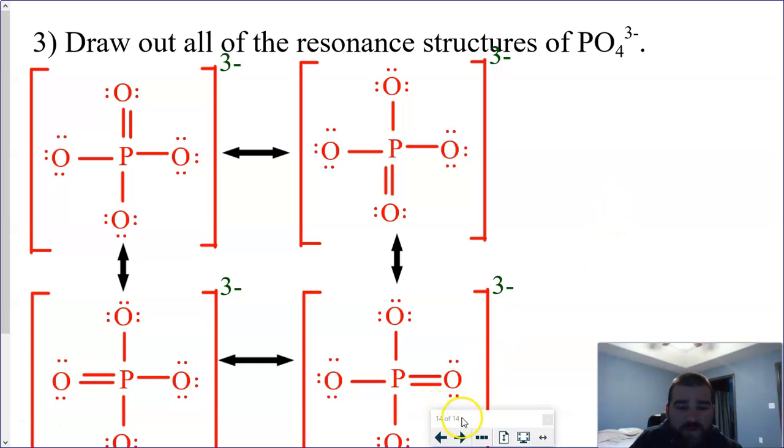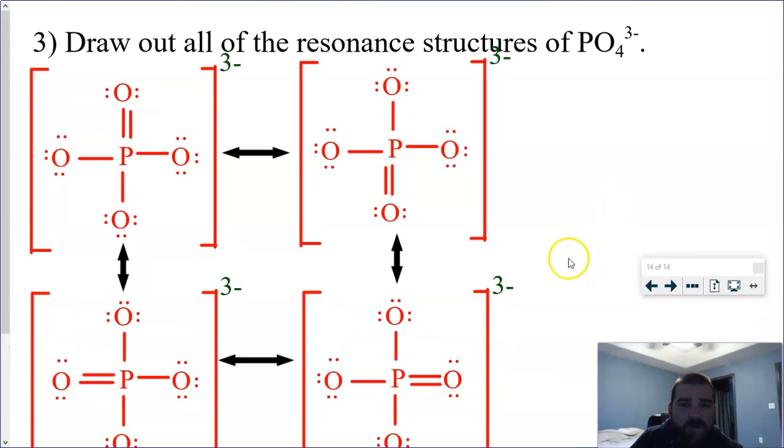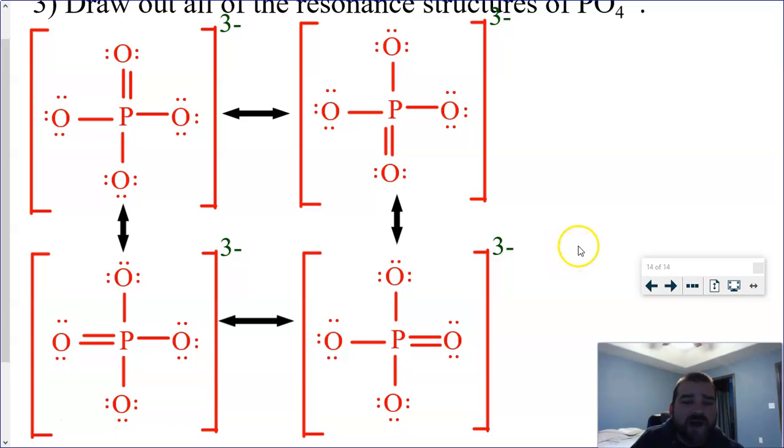All right, so here are my 4 resonance structures for phosphate. Again, all I'm doing is moving the double bond, right? Same number of electrons, same number of single bonds, same number of double bonds. It's just where the double bond shows up. So I have up, down, left, right. Those are the 4 options. This has 4 resonance structures.